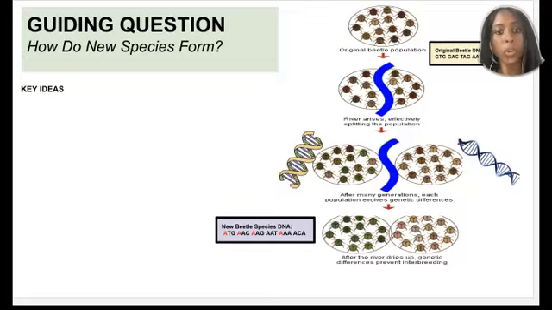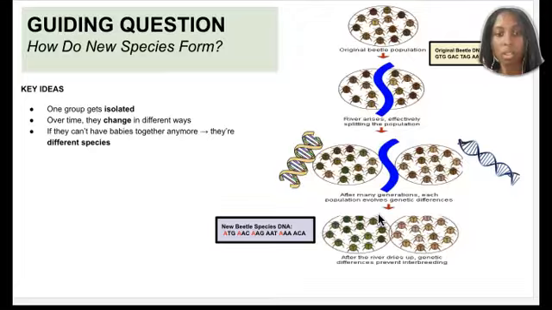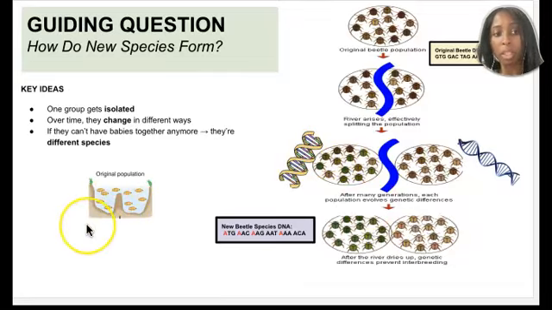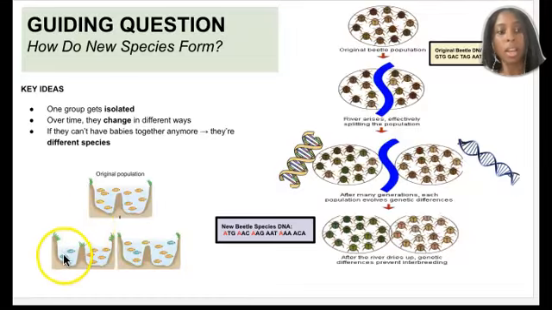Now we have one group, after being isolated by the river. You can be isolated by mountains, islands, or even by reproduction. Over time, they change in different ways. Again, if you cannot have babies anymore, you're going to become an entirely new species. So you'll have the original population, and again, over time, you're going to start seeing complete separation between them.